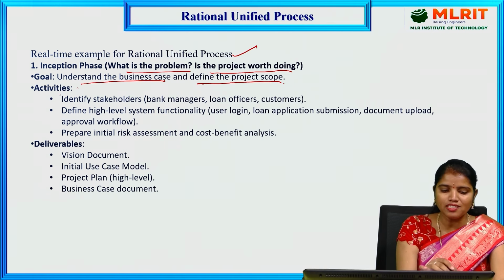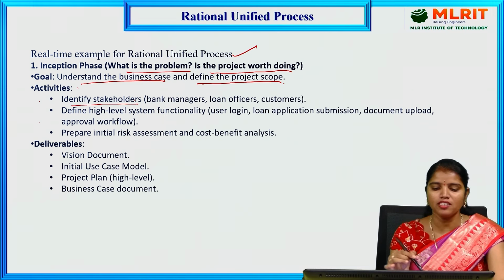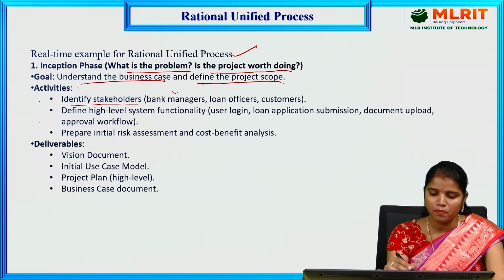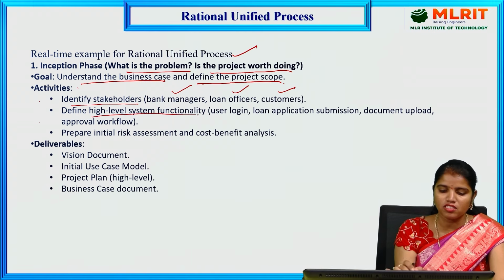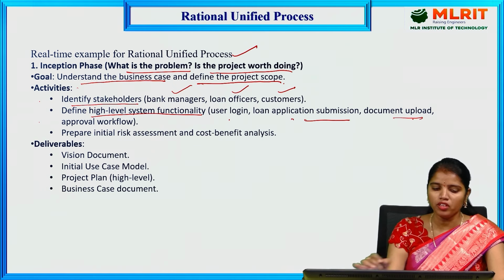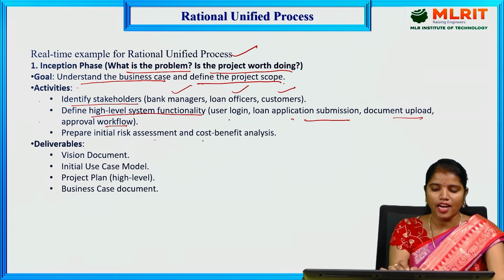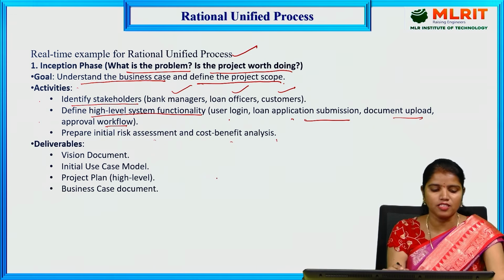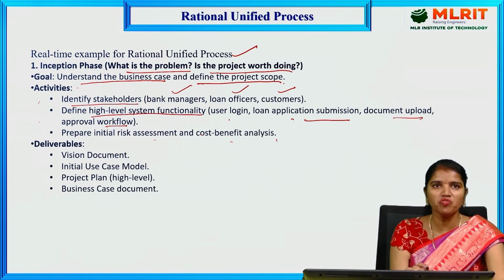The activities included in this goal are: identify the stakeholders. Who are the stakeholders? Bank managers, loan officers, and customers. Define high-level system functionality, such as user login, loan application submission, document upload, approval workflow. Prepare initial risk assessment and cost-benefit analysis. These are the activities in this inception phase.